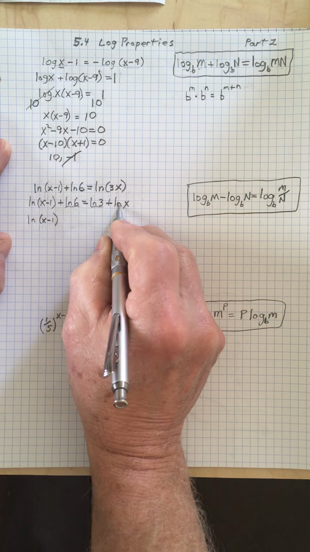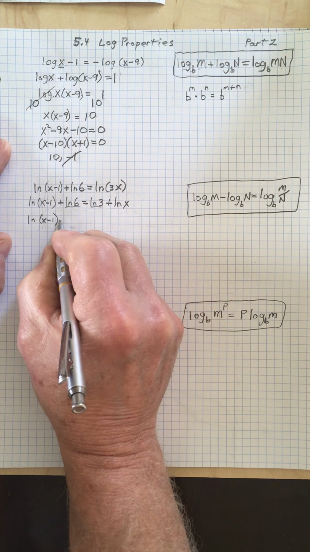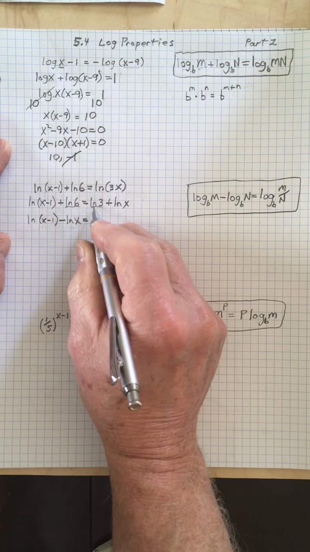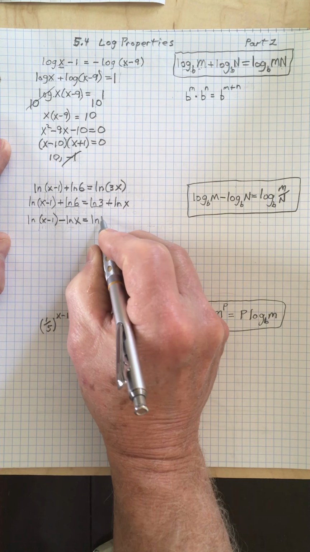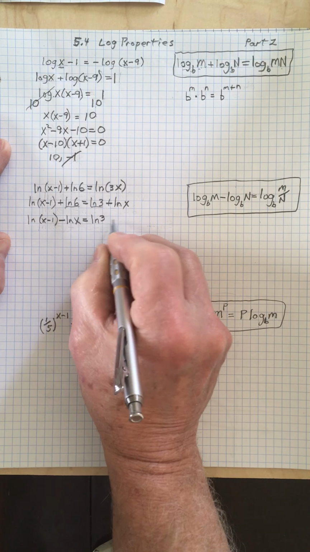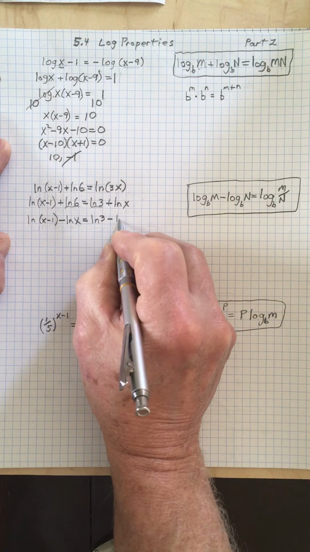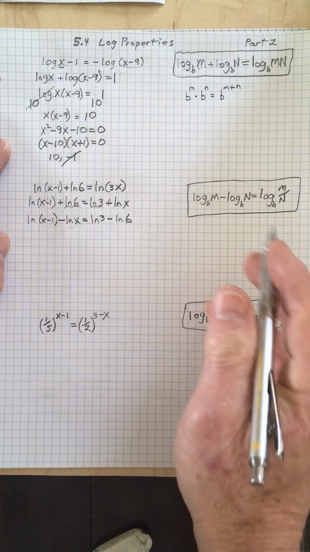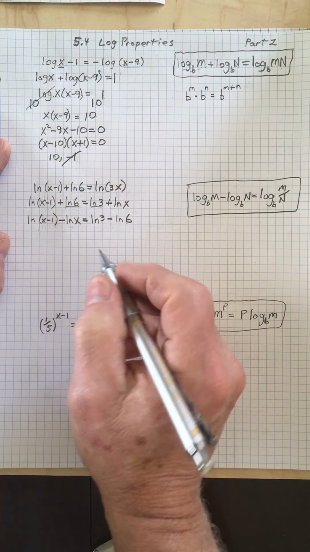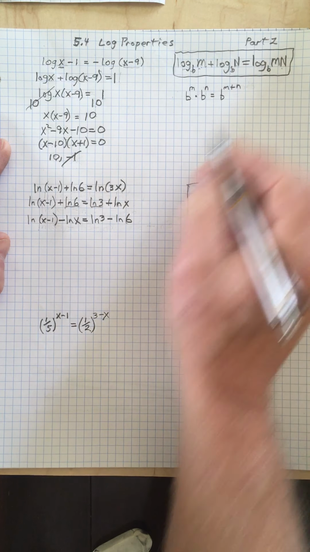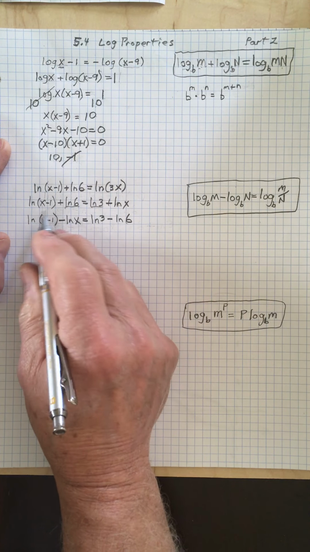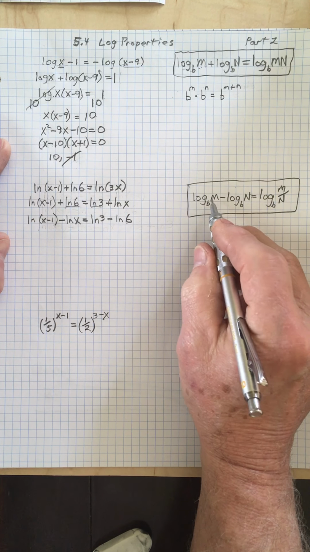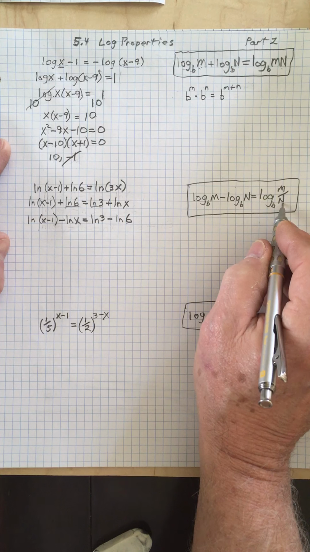So let me keep this one. This time I'm subtracting this from both sides. And I got my ln 3, and I'm going to subtract this. Okay, so this rule won't work now. I need a rule where I can combine two logs where it's subtraction. That would be here. I can combine them into a division.